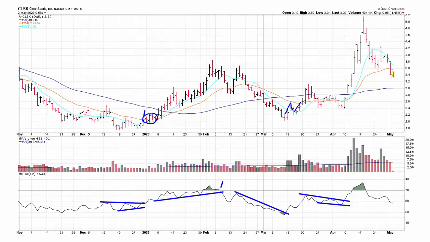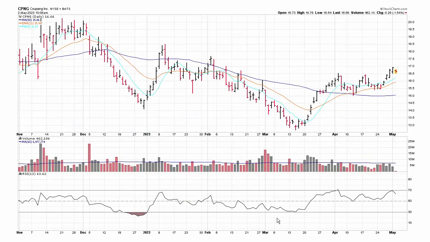So as a timing mechanism, it works great. Trend lines can be drawn, chart patterns can be drawn on the RSI. They help you see something that you might not see with the price chart.